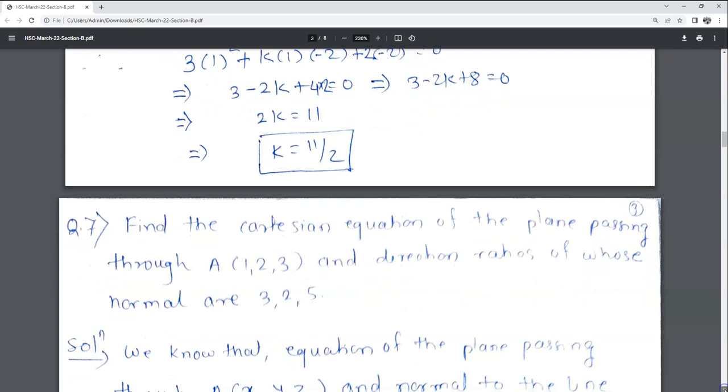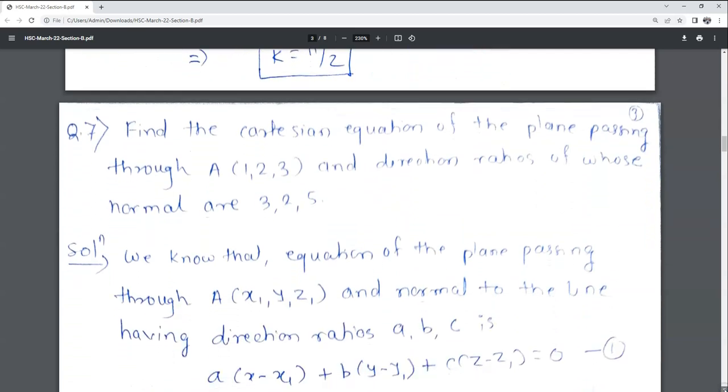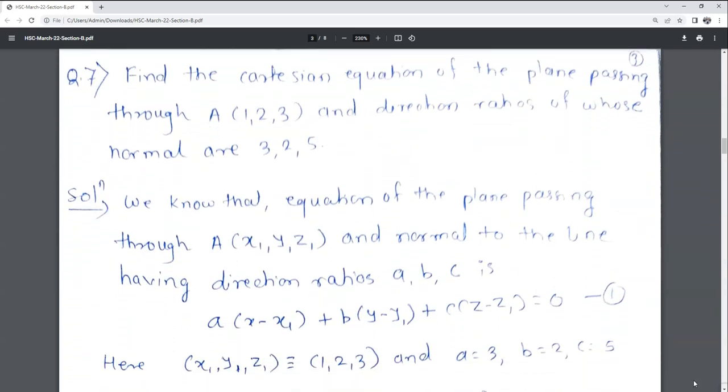So what is the next question? Next question is, find the Cartesian equation of the plane passing through the point A and the direction ratios of whose normal are 3, 2, 5. So this is a three-dimensional plane. They want us to find the equation of the plane which passes through the point A, that is (1, 2, 3), and whose direction ratios of normal are 3, 2, 5.